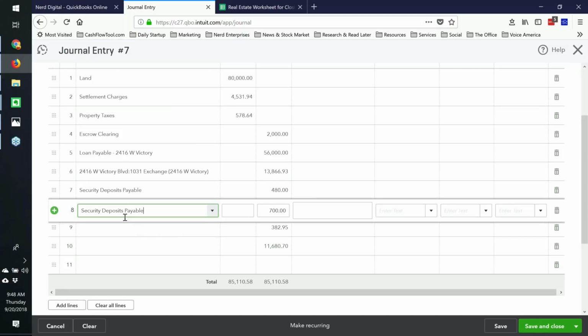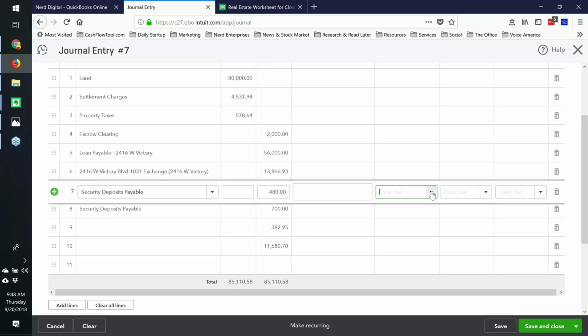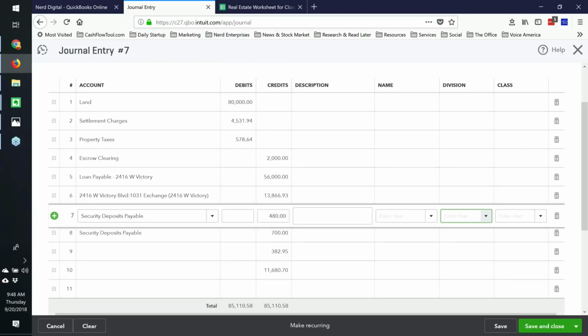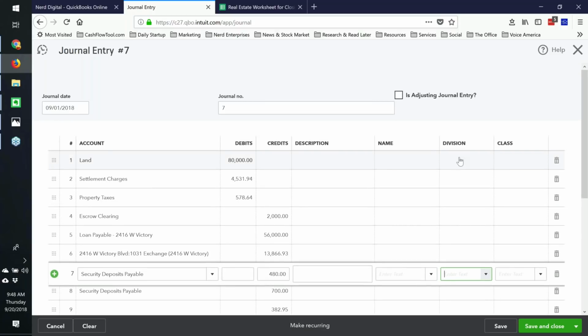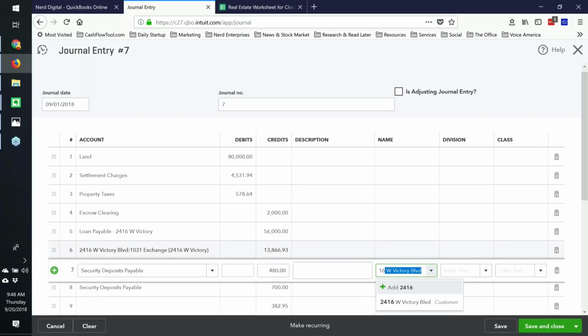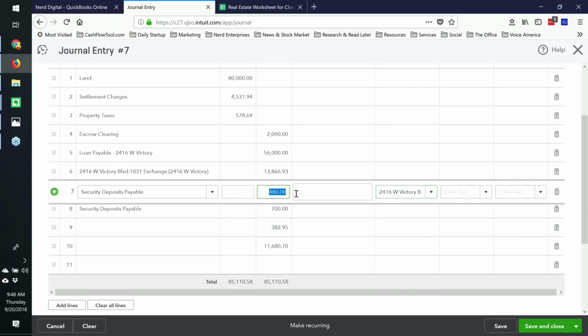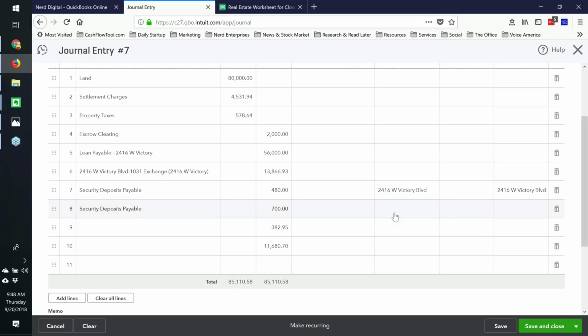Okay, and same thing here. Again, bear in mind, we would want to put the right customer for the right unit here in the customer and here in the class. I hate that these columns don't come down. So the name would be the customer for the property, but a sub-customer for whatever unit this security deposit went with. And here in the class, we would simply have the property. So that much I can do. I can at least do the properties here. And same for this line.